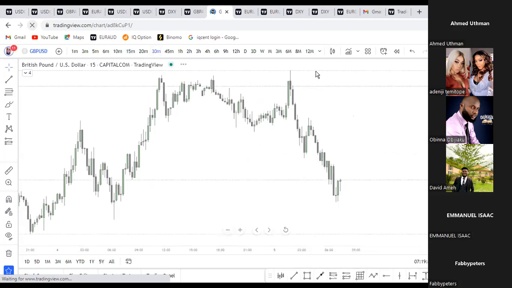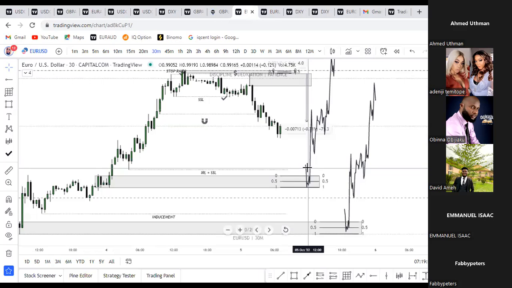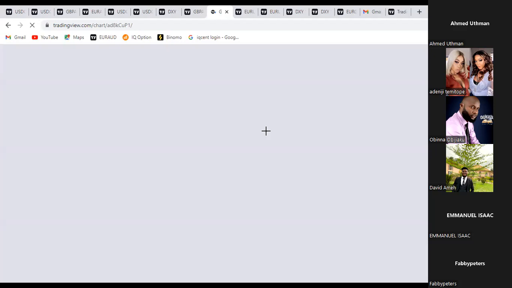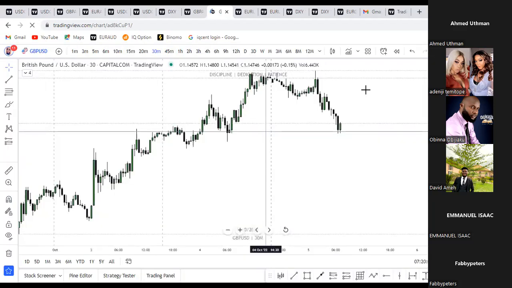I don't know why the objects are not showing. What's wrong with this? Stop. The objects are not showing. It's showing here. I hate EA. Look at the 30 minutes.